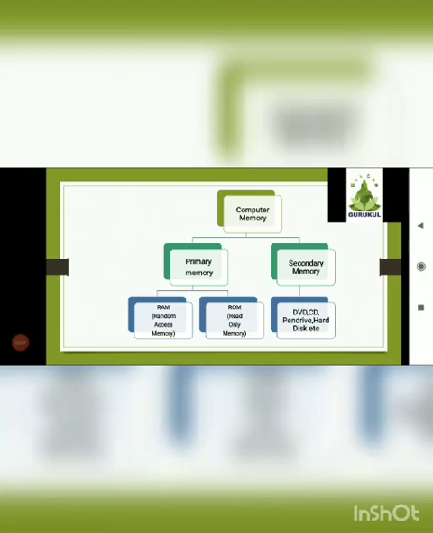Once again, the primary memory is divided into two types, RAM and ROM. RAM means random access memory, ROM means read only memory. Some examples of secondary memory are DVD, CD, pen drive, hard disk, etc. Once again, children, I repeat, primary memory is temporary in nature, but the secondary memory is permanent in nature.